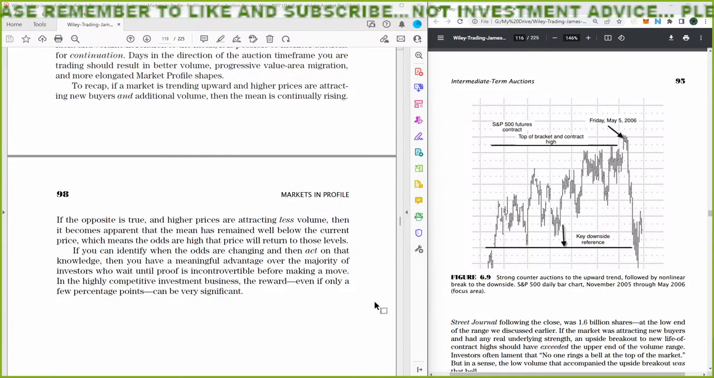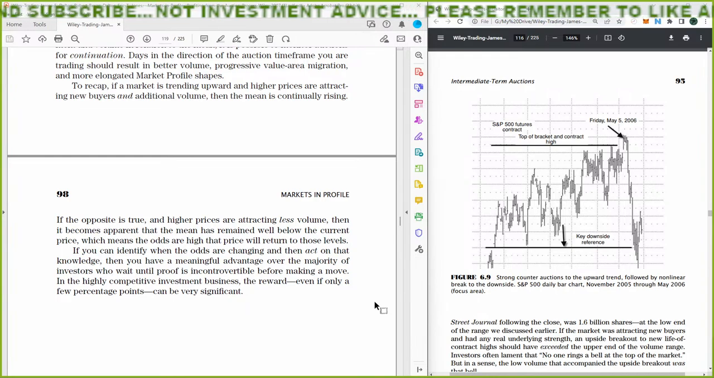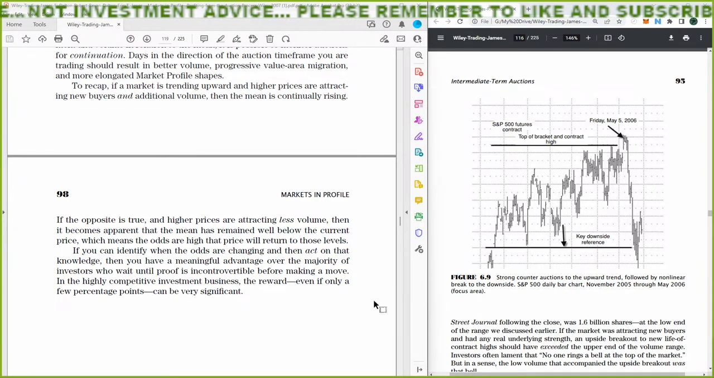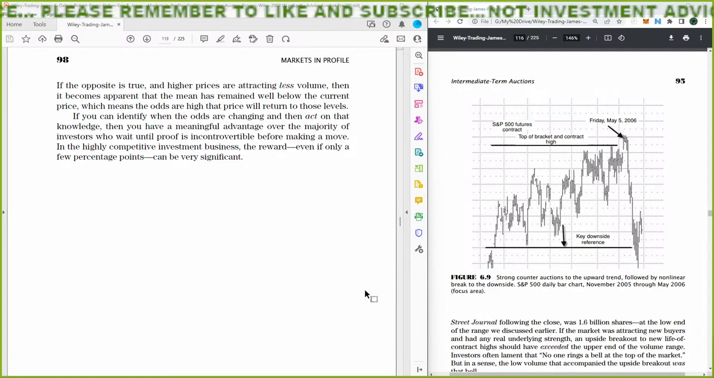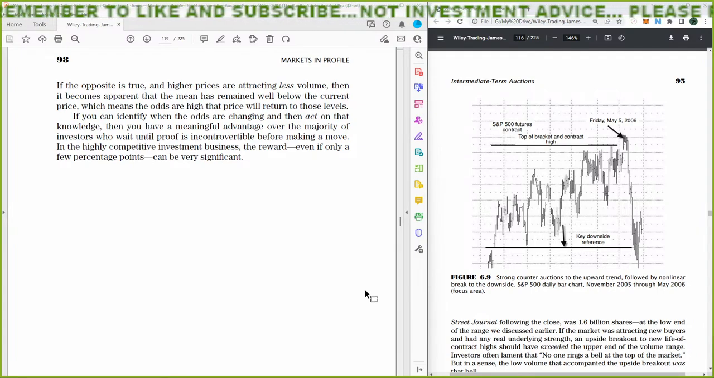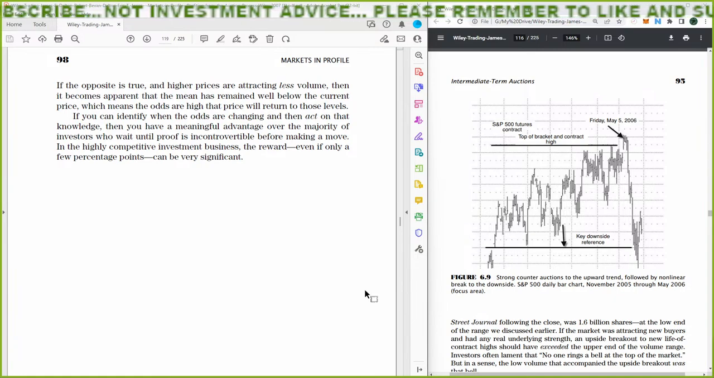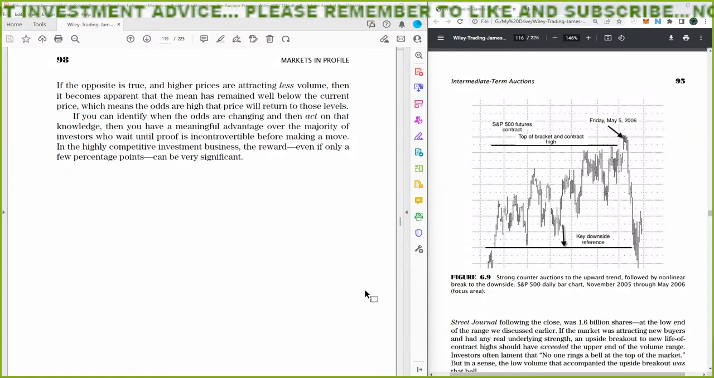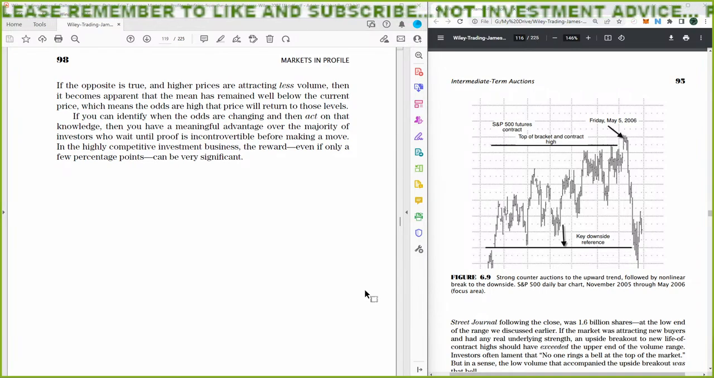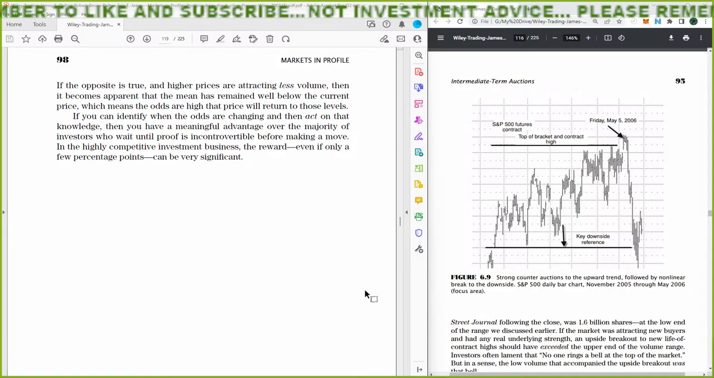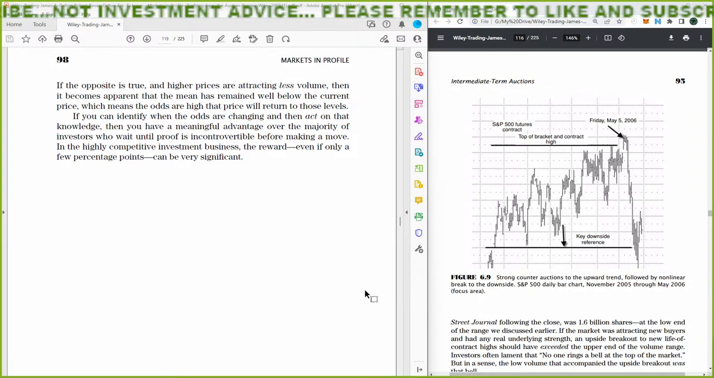To recap, if a market is trending upward and higher prices are attracting new businesses and additional volume, then the mean is continually rising. If the opposite is true, and the higher prices are attracting less volume, then it becomes apparent that the mean has remained well below the current price, which means the odds are high that price will return to those levels. If you can identify when the odds are changing and then act on the knowledge, then you have a meaningful advantage over the majority of investors who will wait until proof is incontrovertible before making a move. In the highly competitive investment business, the reward, even if only a few percentage points, can be significant.